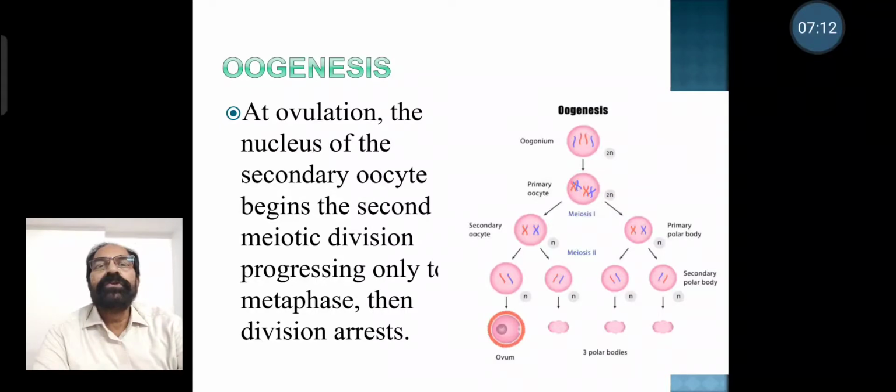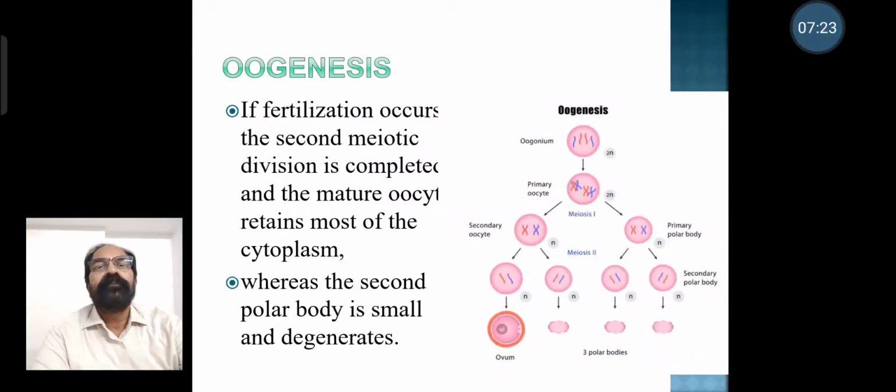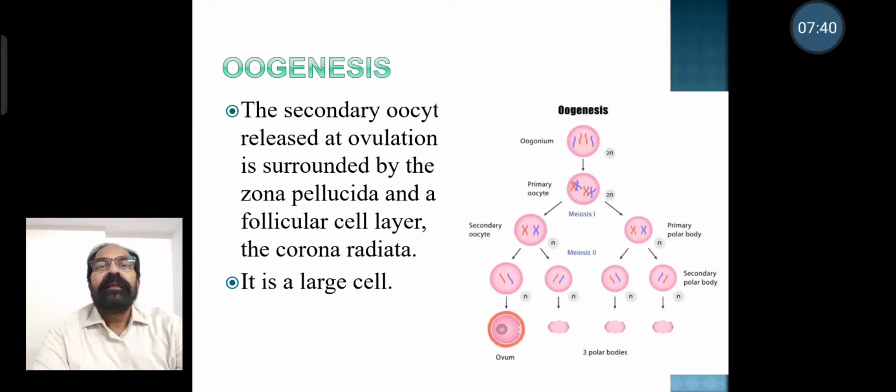At ovulation, the nucleus of the secondary oocyte begins the second meiotic division, progresses only to metaphase, and then division arrests. If fertilization occurs, the second meiotic division is completed and the mature oocyte retains most of the cytoplasm, whereas the second polar body is small and degenerates. The secondary oocyte released at ovulation is surrounded by the zona pellucida and a follicular cell layer, the corona radiata, and it is a large cell.